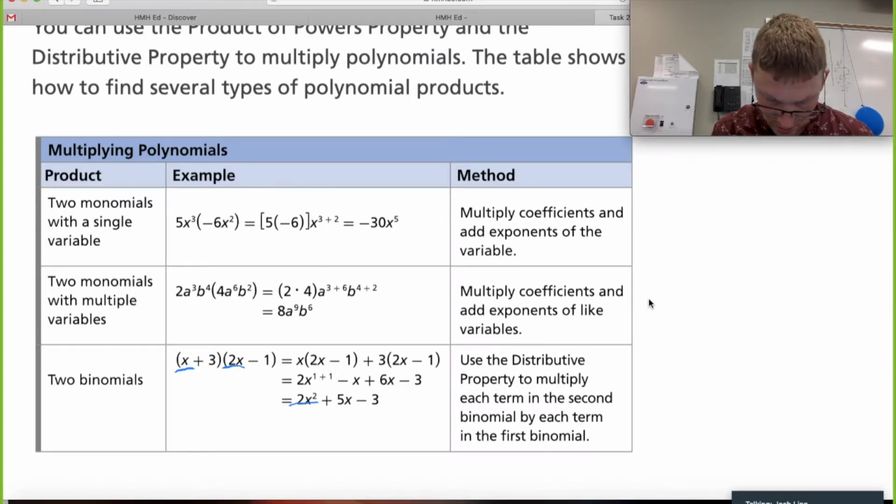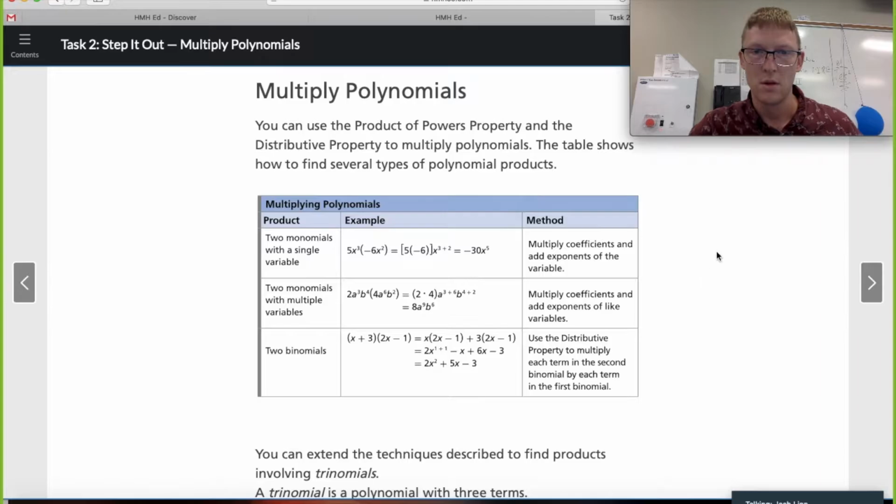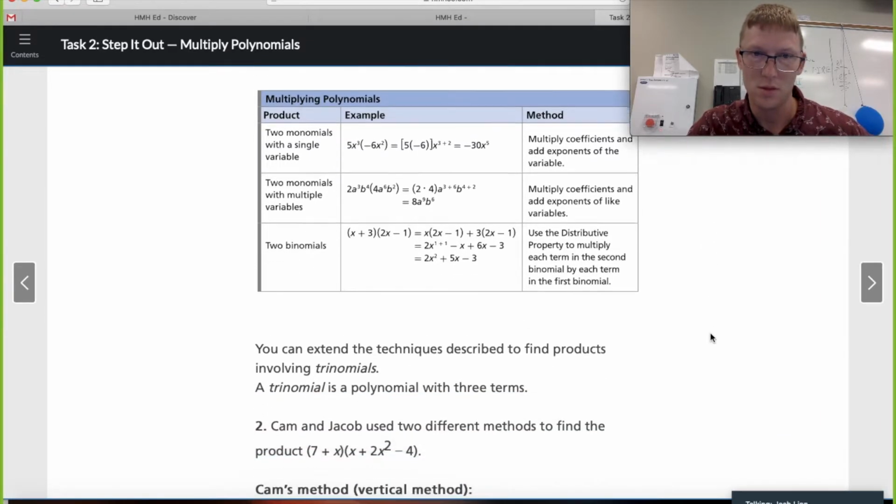You'll hit 3 times -1, so that's -3. And then you'll have 6x here, and then -x there. So then you'll get that 5x. We've done all of these things before. Now we're just adding them all together. I don't know if that's going to help or not, but we'll see.